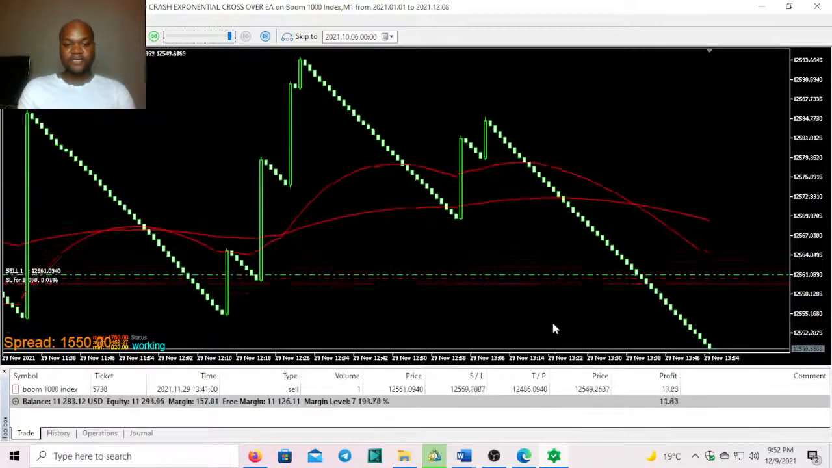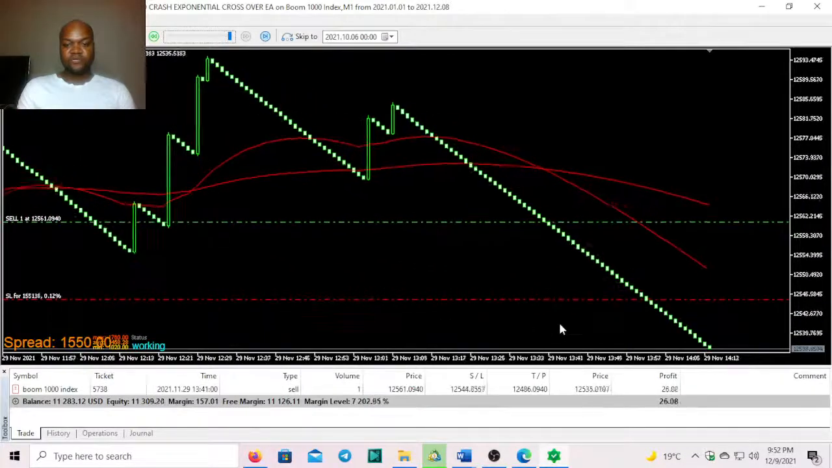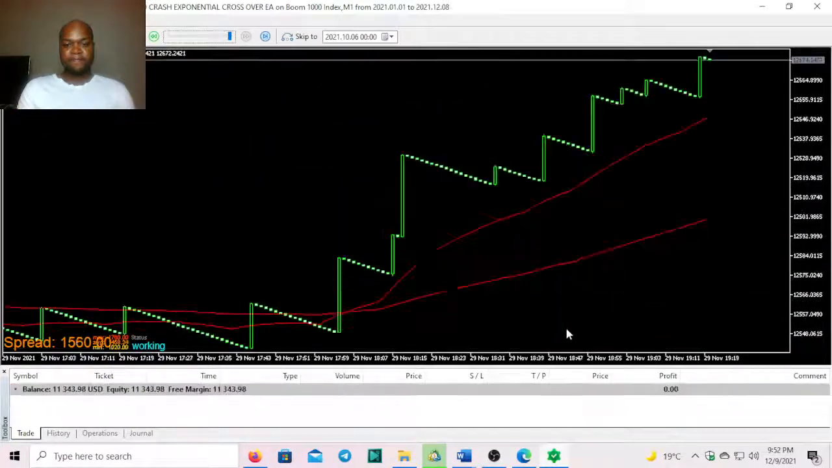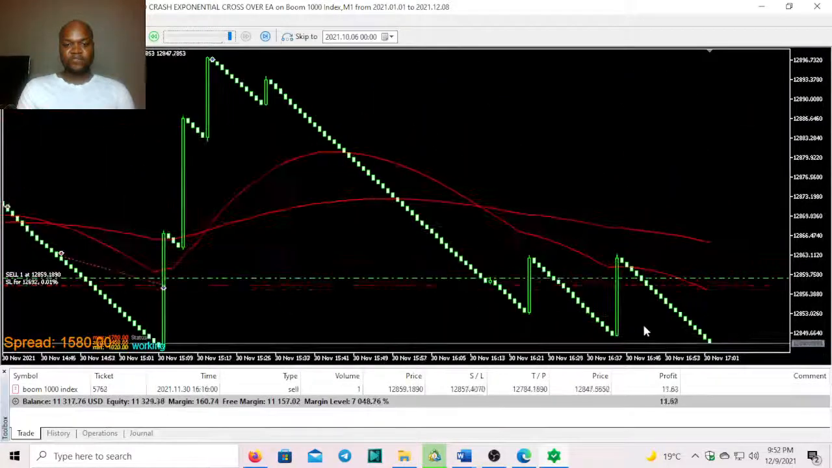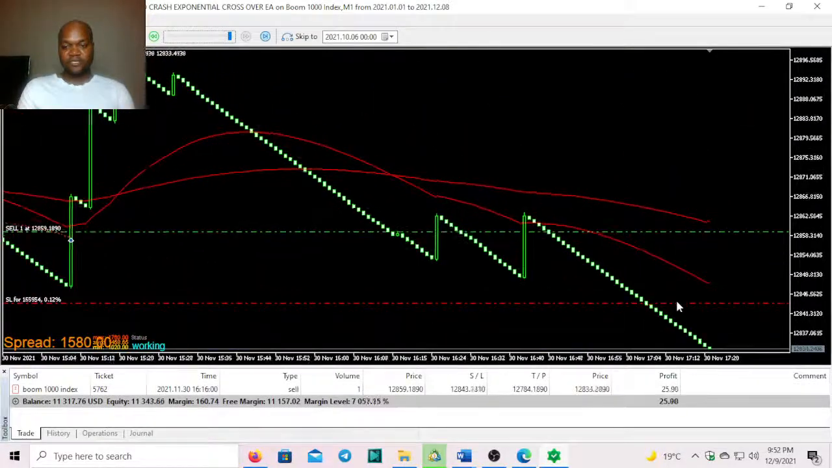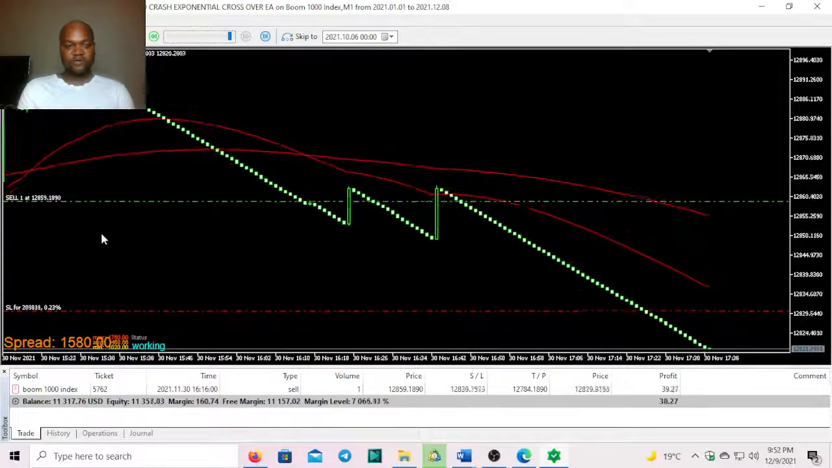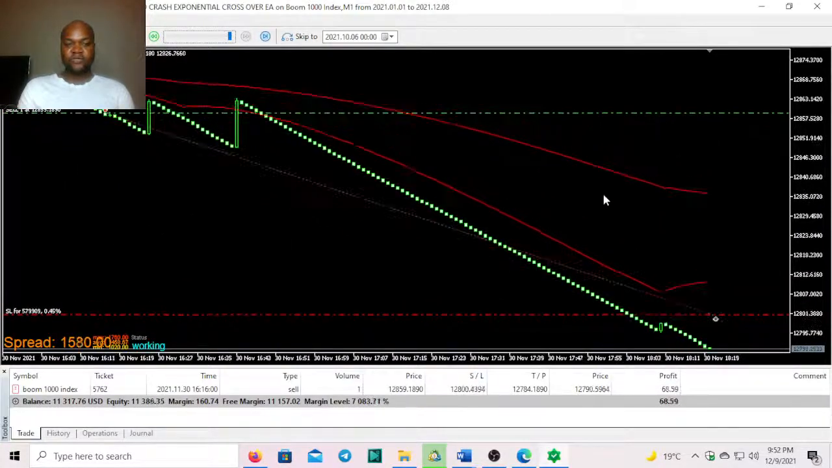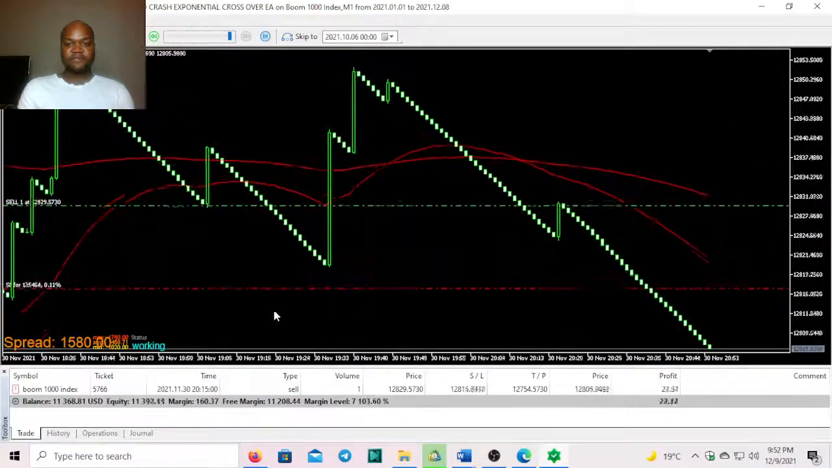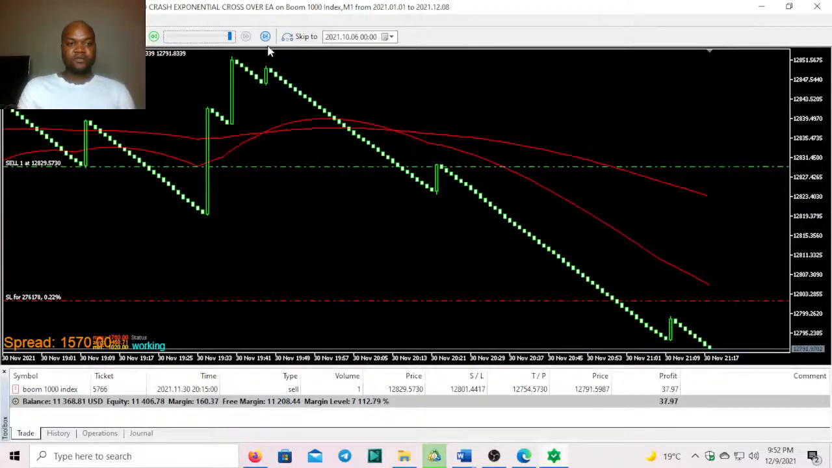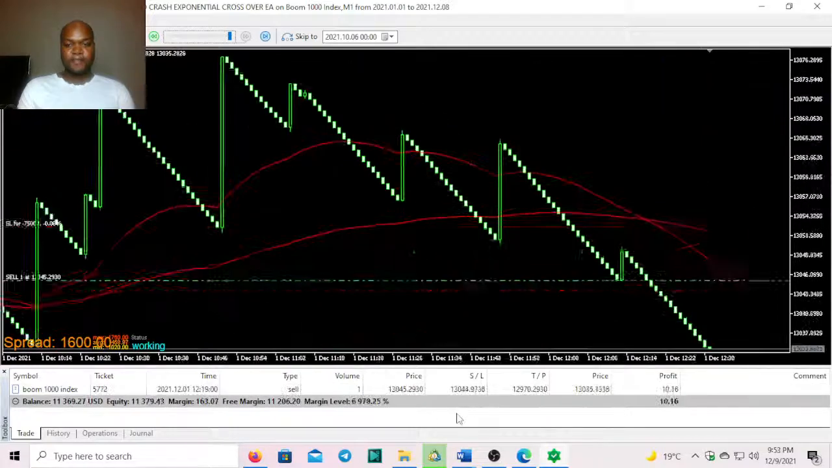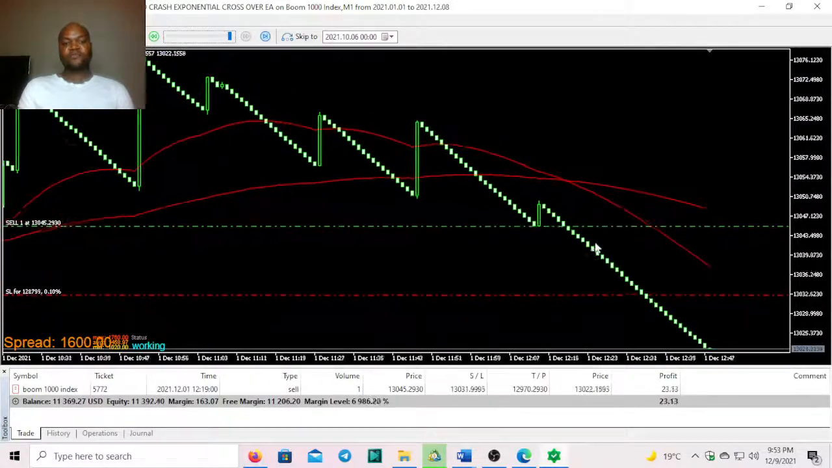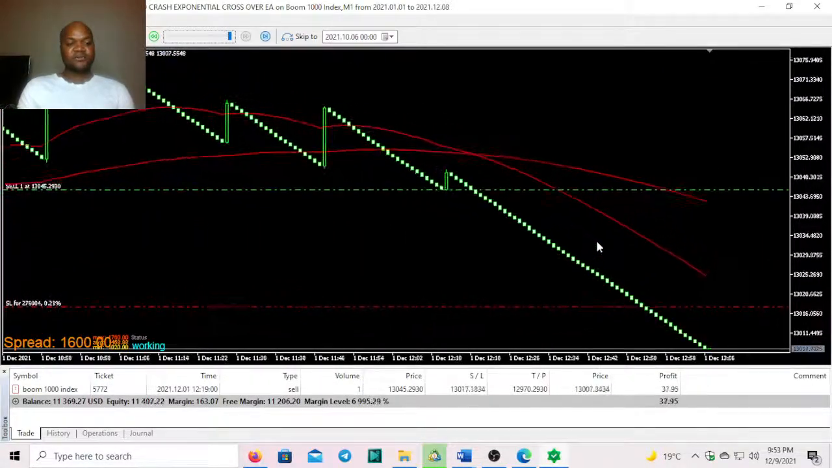So let's see what is going to take place here. The trailing stop is the red line that you see here. Once there is a spike, it closes that sell, and it will wait until the trend changes. Okay, let's wait and see what is taking place.